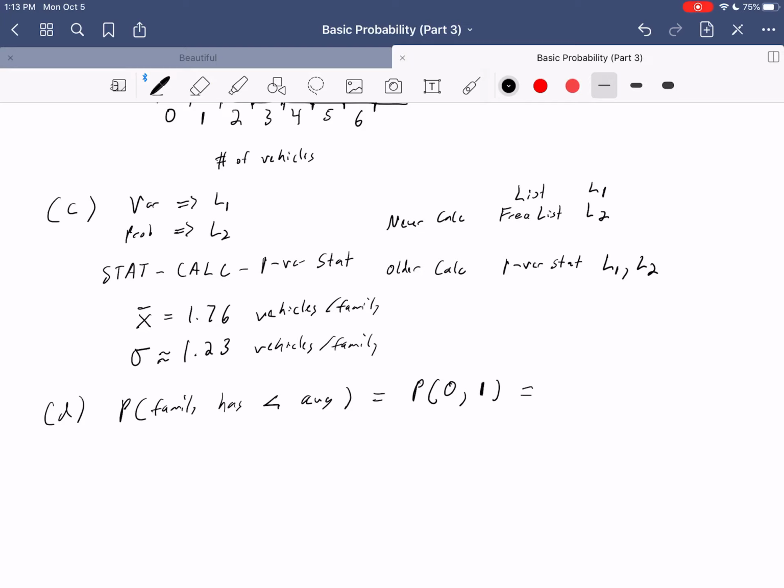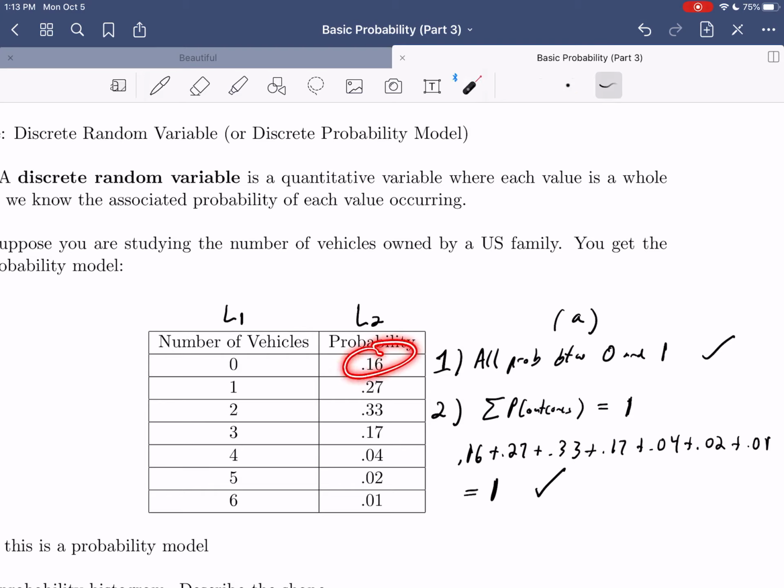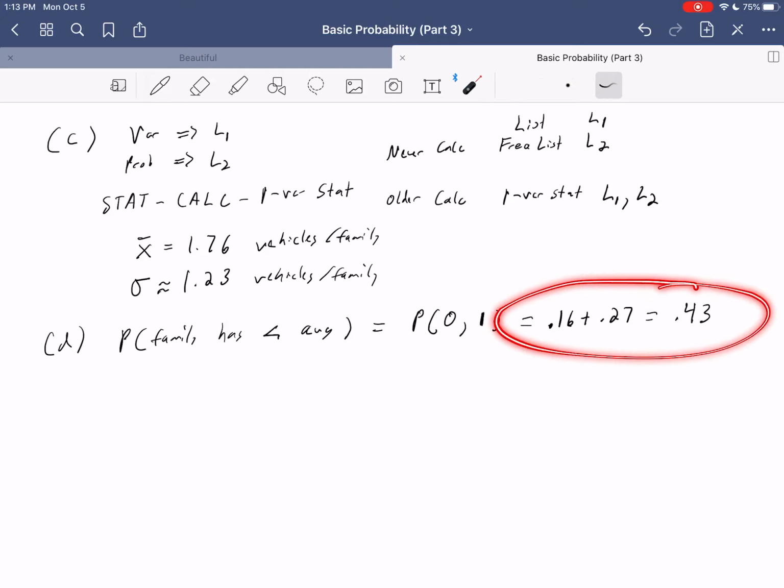How would we calculate those probabilities? Well, we just use the probability model. The probability that they have 0 vehicles is 0.16. The probability that they have 1 vehicle is 0.27. So we can just put those together. 0.16 plus 0.27. Notice there's no overlap because you either own 0 or you own 1. You can't own 0 and 1. Doesn't make any sense. So we can add those together and we get 0.43. So we can see that we're basically saying that if we select a family at random, the chance that they have less than the average amount of vehicles is 0.43 or 43%.